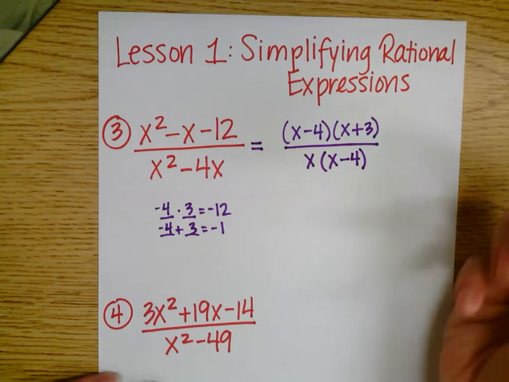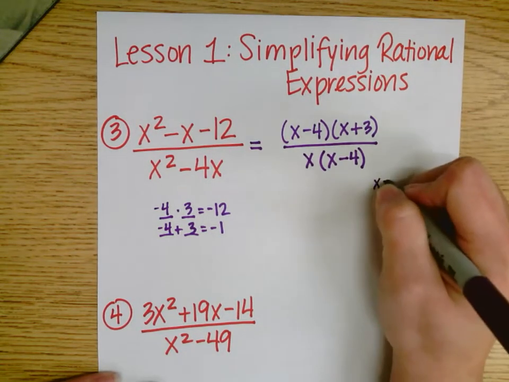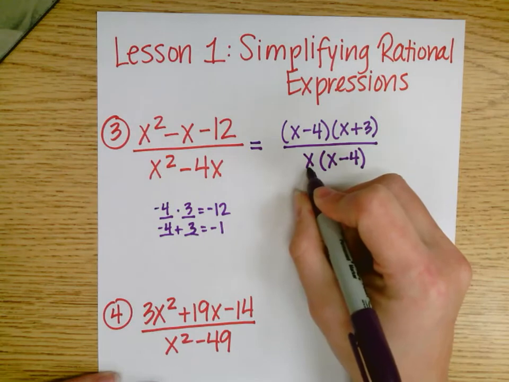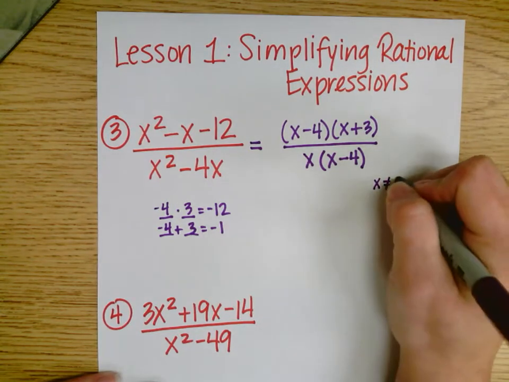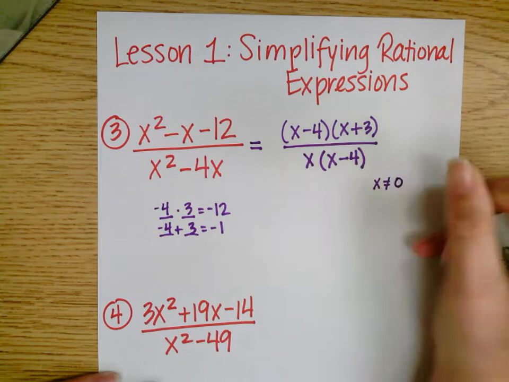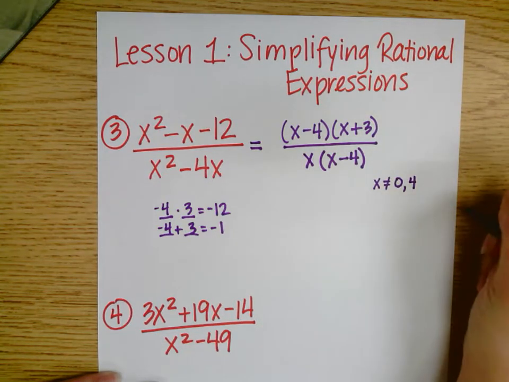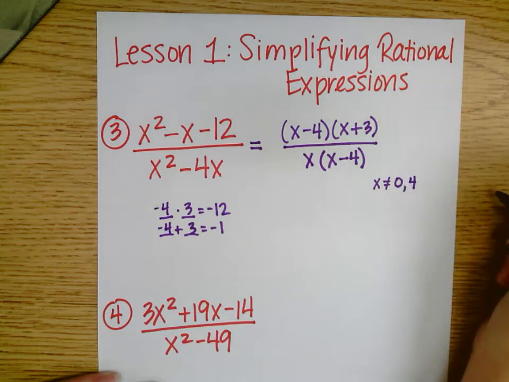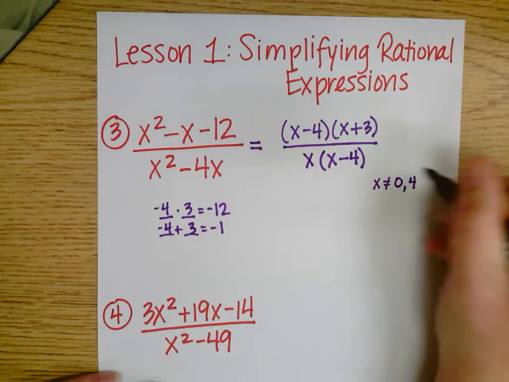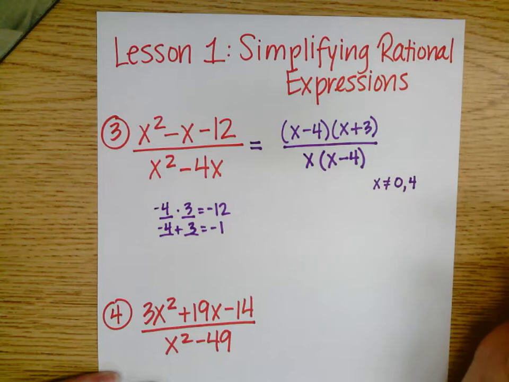Alright, let's go ahead and state our restricted values. X is not allowed to be 0, and here I can't put in a 4. So I'm going to just make a little list. Now as we go on and we do more and more of these, this list may get longer and longer. So you are allowed to create a list, but you do have to state your restricted values.